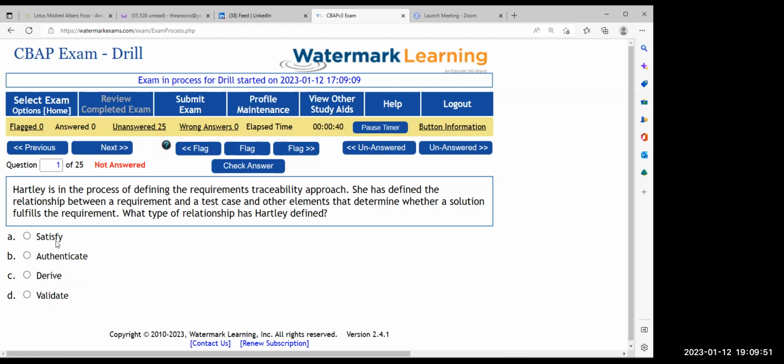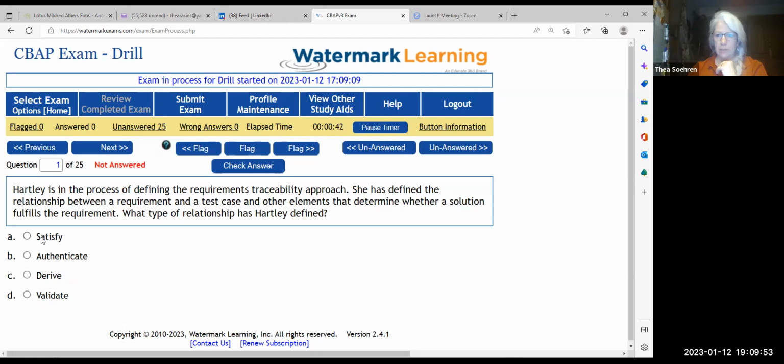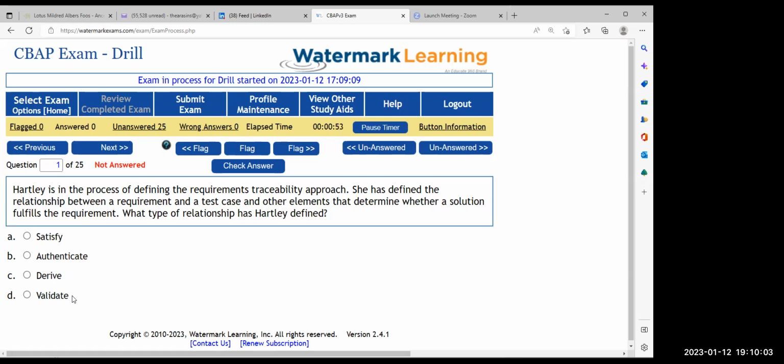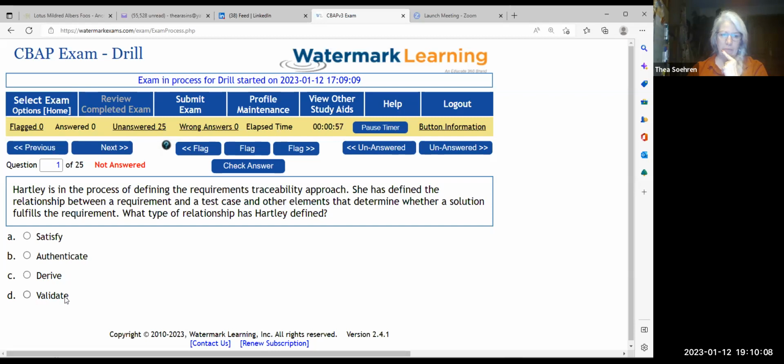Satisfy. So we know satisfy is not correct. Does everyone agree with that? That leaves authenticate, derive, or validate. I don't think derive is one either. Okay, so that leaves authenticate and validate.